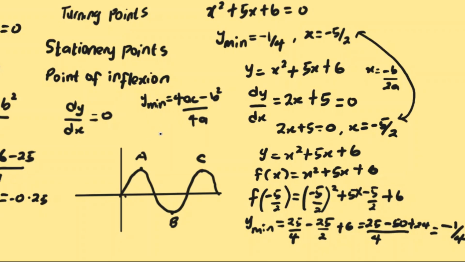For a quadratic equation, the only difference is that for minimum, your a will be greater than 0. For maximum, your a will be less than 0. When your a is greater than 0, a is a positive number. When a is less than 0, a is a negative number. Now, this is a quadratic equation. What happens when you are dealing with a cubic equation? Now, let's take a look at that.